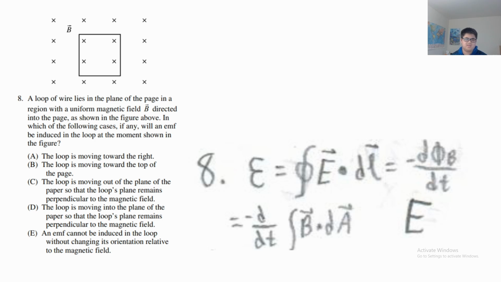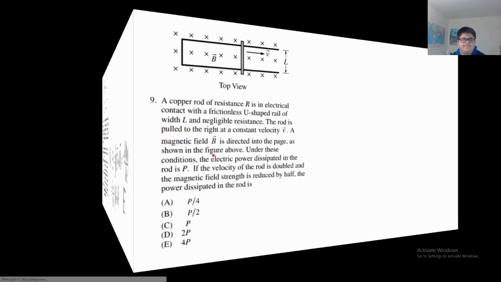An EMF cannot be induced in the loop without changing its orientation relative to the magnetic field. Basically, changing the orientation of the loop would change the area that is perpendicular to the magnetic field. So yeah, the answer is E.